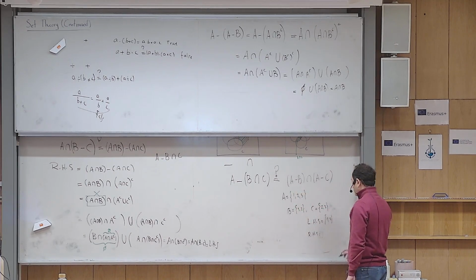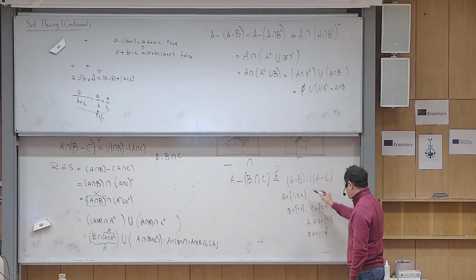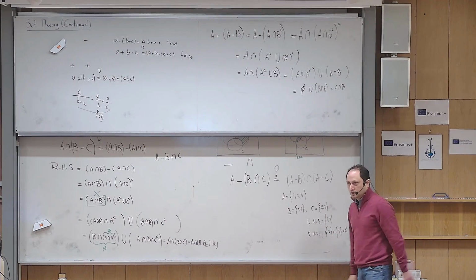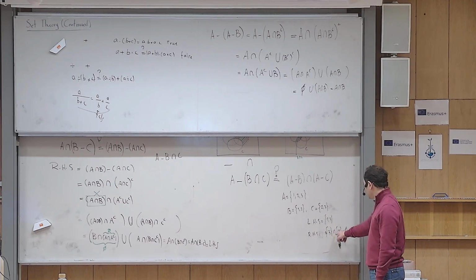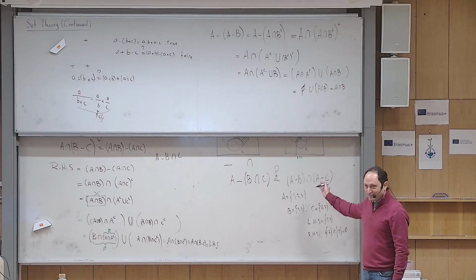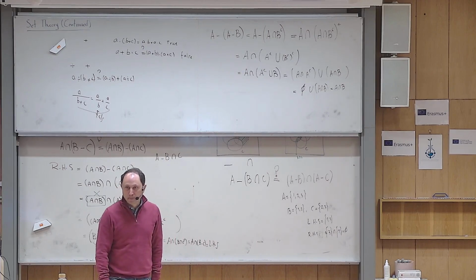The right-hand side, A subtraction B. What is that one? A minus B is 3. A minus C is 1. The intersection is empty, so it works. Oh no, it's intersection. Yeah, it is intersection, but that's empty. So the counterexample works. That's what I meant. So this is the counterexample for this one.